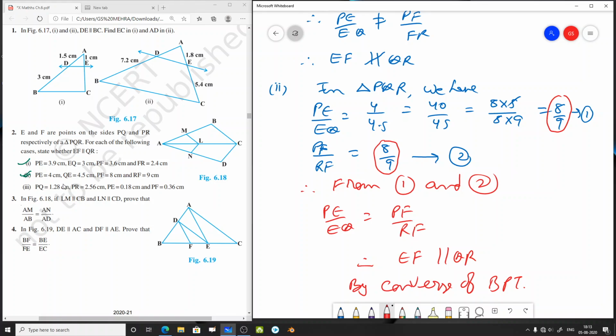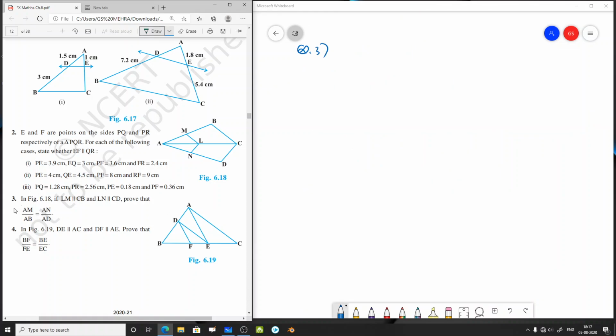This third part you all will practice on your own, the same way you have tried. Now let us go to question number 3. In figure 6.18, this is figure 6.18, LM is parallel to CB. So this is LM and this is CB.